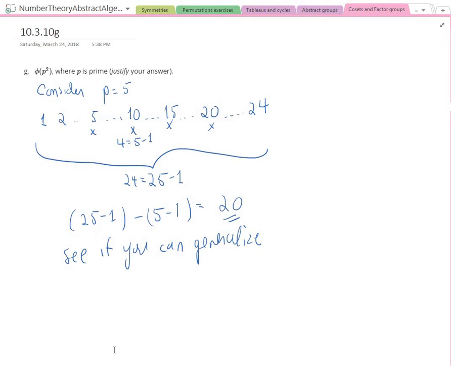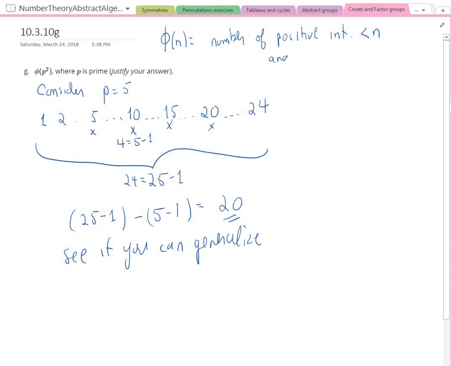All right, let's look at some exercises from section 10.3. Exercise 10.3.10 talks about computing the Euler phi function. And just to remind you, phi of n is equal to the number of positive integers less than n and relatively prime to n. Okay, so less than n and relatively prime to n.